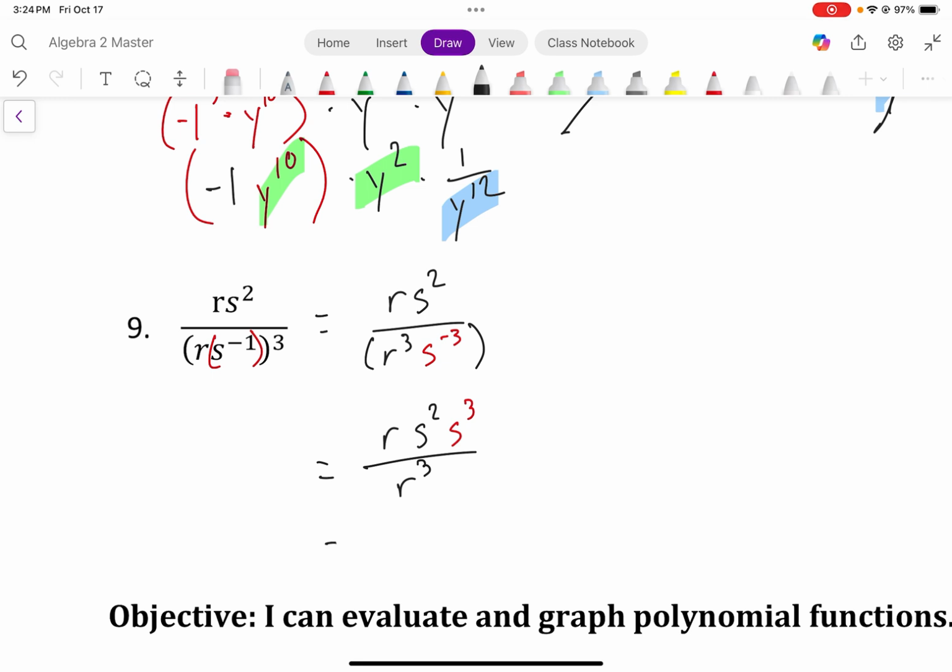But if I'm looking at just the R part here, I have more R's in the bottom, so I'm going to just put an R in the bottom. There is 1 on top, 3 on bottom, which means there's 2 more on bottom. That's technically using my quotient of powers property. And then I have all of my S's on top. 2 and 3 make 5. I add those exponents together because I'm using my product of powers property. So I get S to the 5th over R squared.